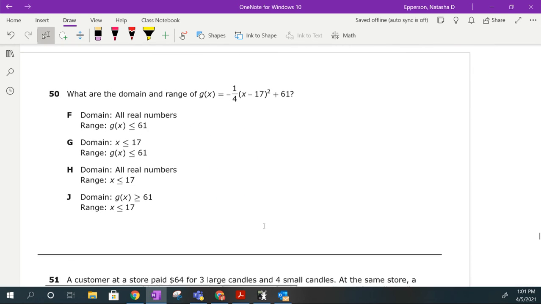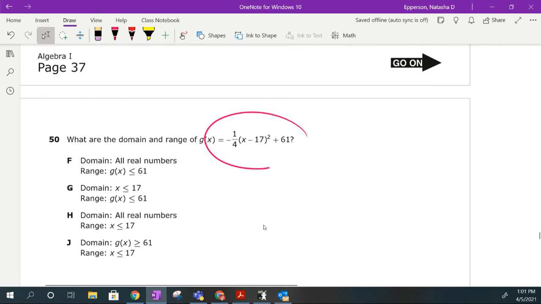All right, question number 50. We've got this function here, the domain and range. It's a function. Domain and range of these are going to be, domain's going to be all real numbers. So it's going to eliminate G, and it's going to eliminate J. Why is it saying? Oh, because it's squared. Hold on. So we need to go ahead and solve. Yes, so we want to look at our vertex. So our vertex is going to be this. This is our H. This is our K.